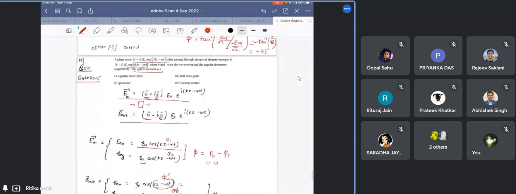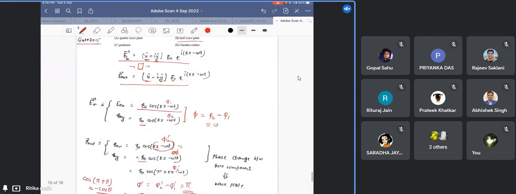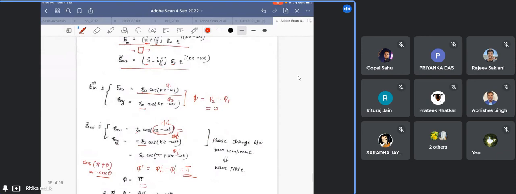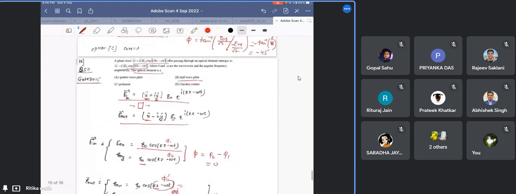So if you place a half wave plate between an incident and output wave, it will introduce a phase difference of pi, not pi by 2, pi, in any one of the components. So here it introduces a phase difference of pi in the y component. So it's a half wave plate.